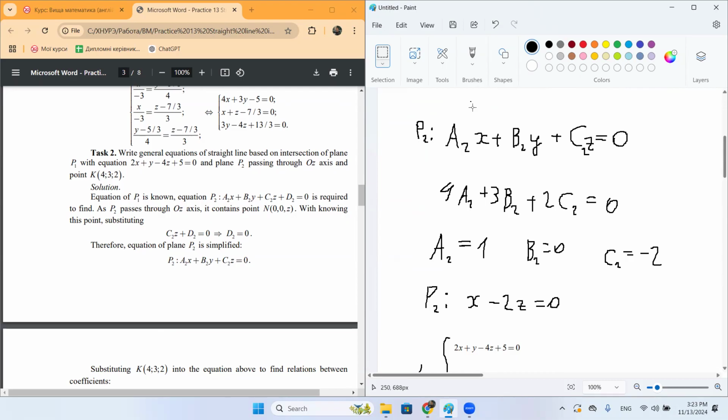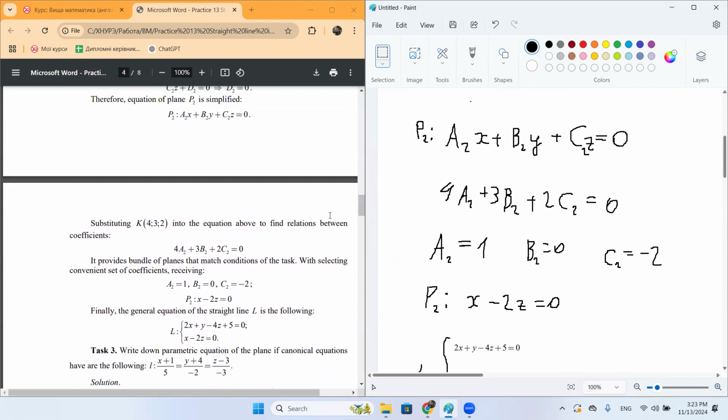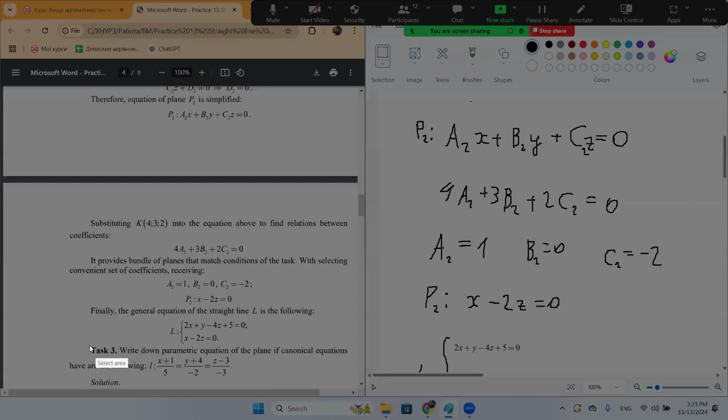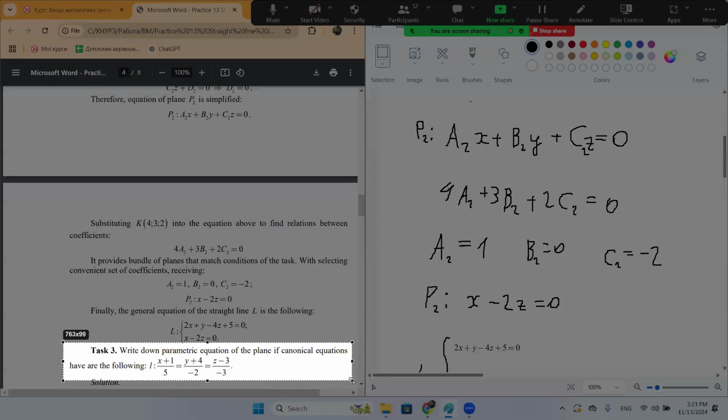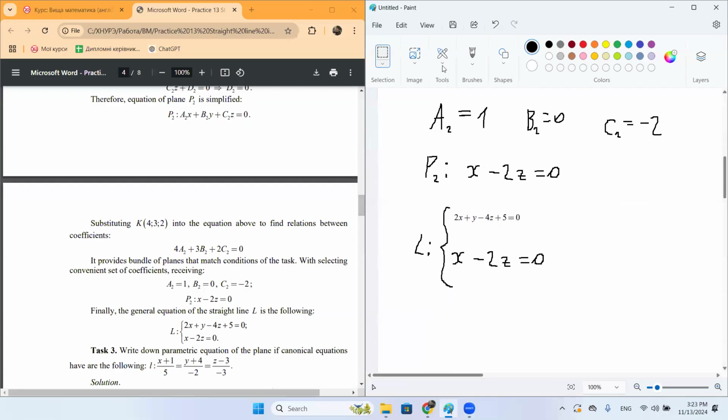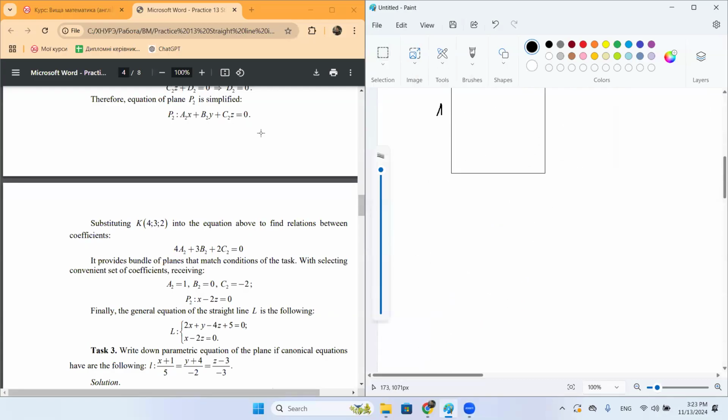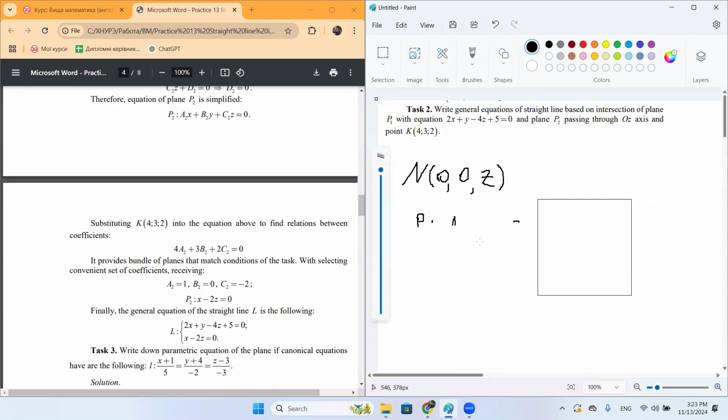Yeah. So it's legal to do it in such tasks. So more questions? Okay, no questions. So the following task is to transform the canonical equation to parametric form.